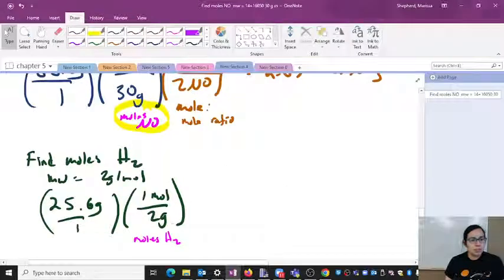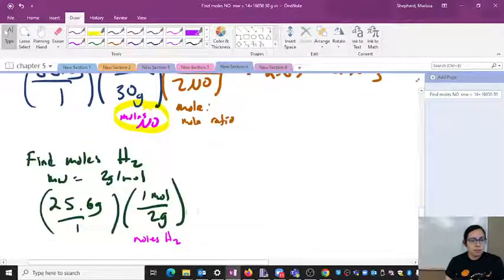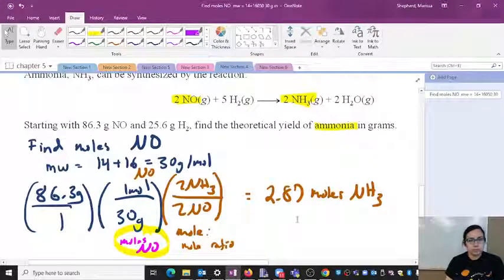So now let's do the same for hydrogen, except what do I plug in for my mole-mole ratio? So that third step is just to cancel out the, yeah, this step. You're going from moles of NO to moles of ammonia, right?